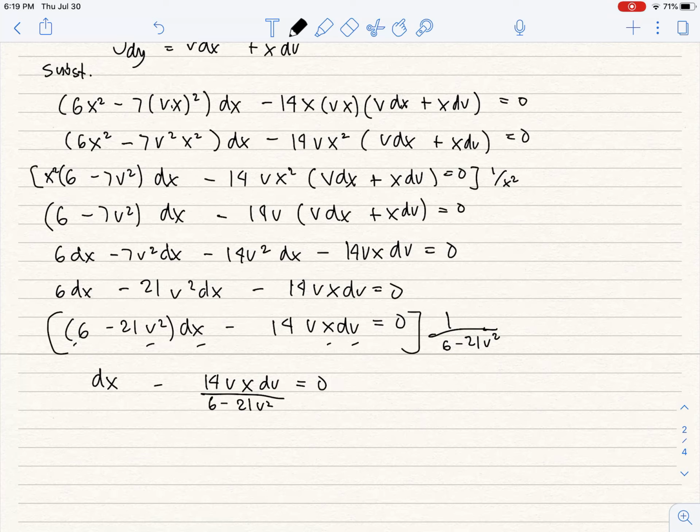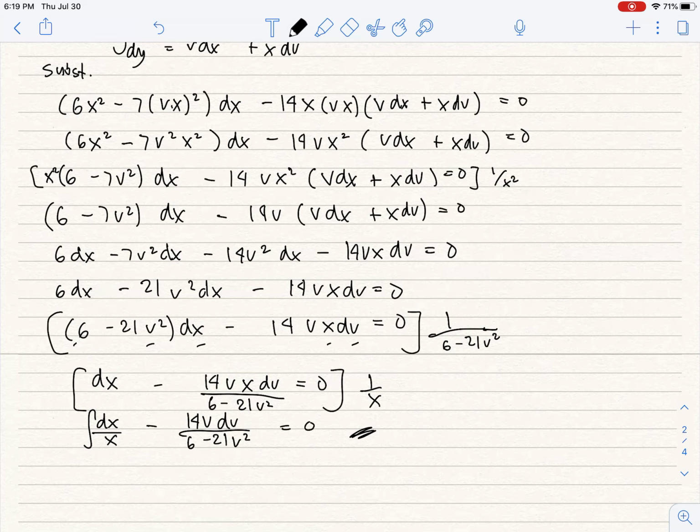Okay? What is left is to move the x over there, so to do that, simply divide the whole equation by x. So this is now dx over x minus 14v dv over 6 minus 21v squared is equal to 0. So this differential equation is now a variable separable differential equation.